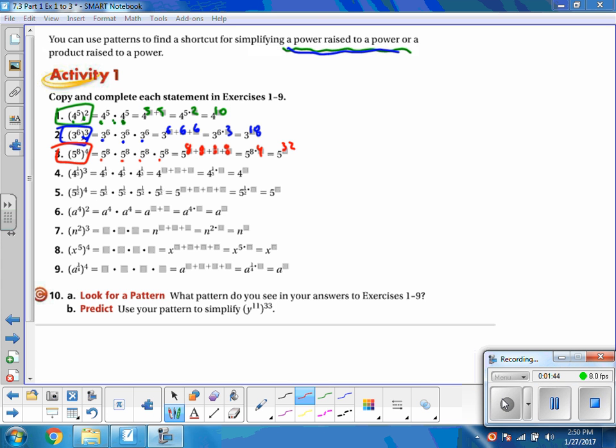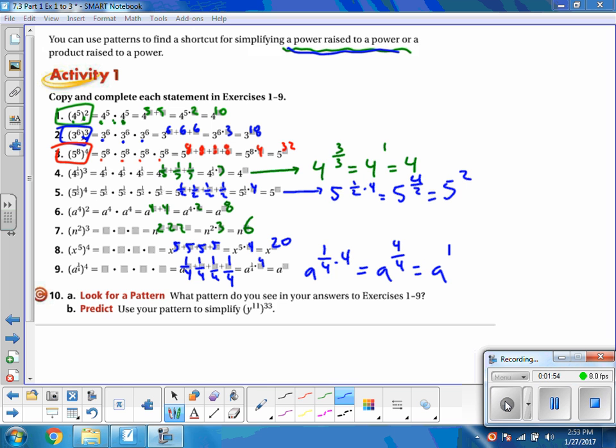All right, why don't you go ahead and press pause and you try 4 through 9 and see if we end up with the same answers. Again, you're looking for a pattern, something you can use when you're doing power to power.